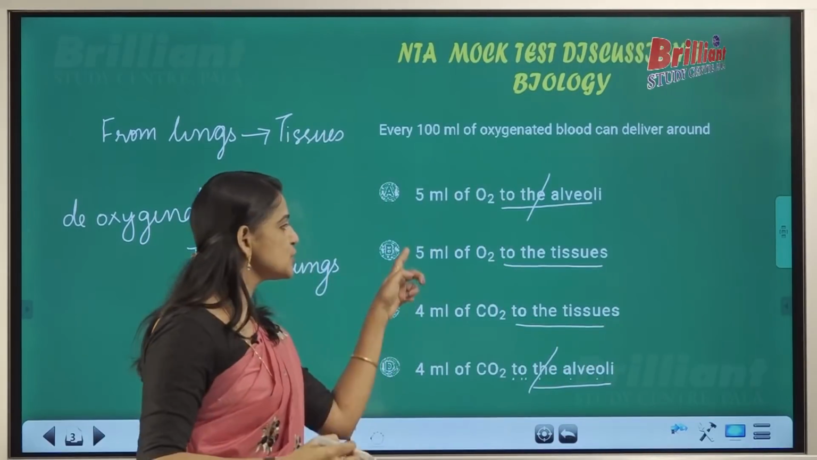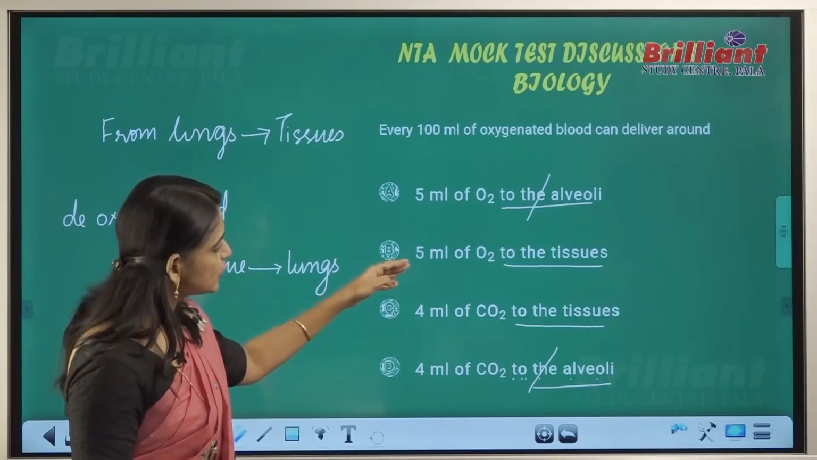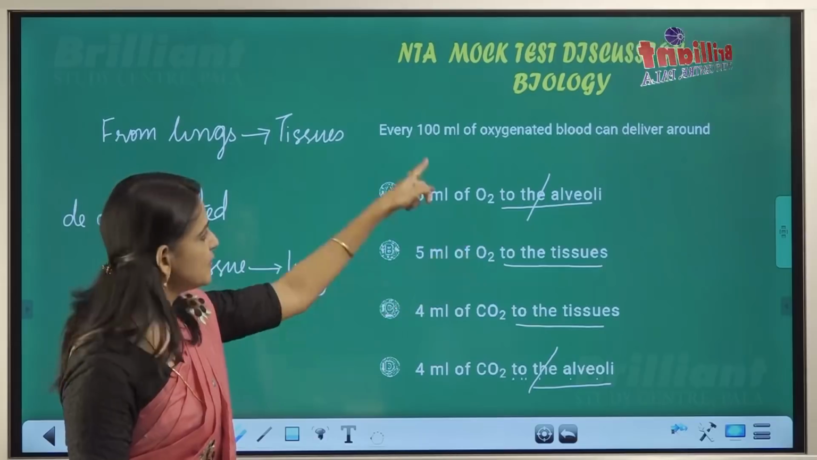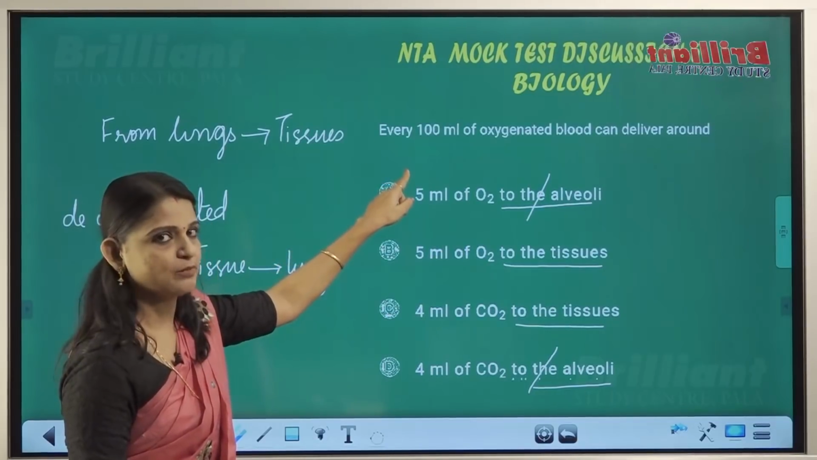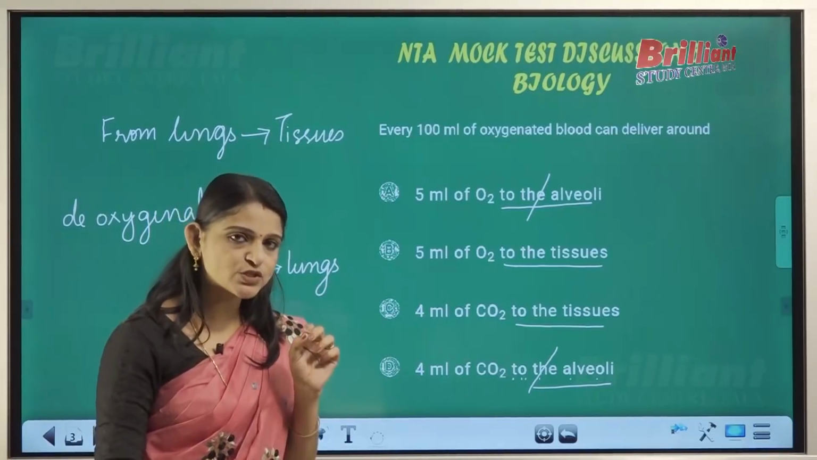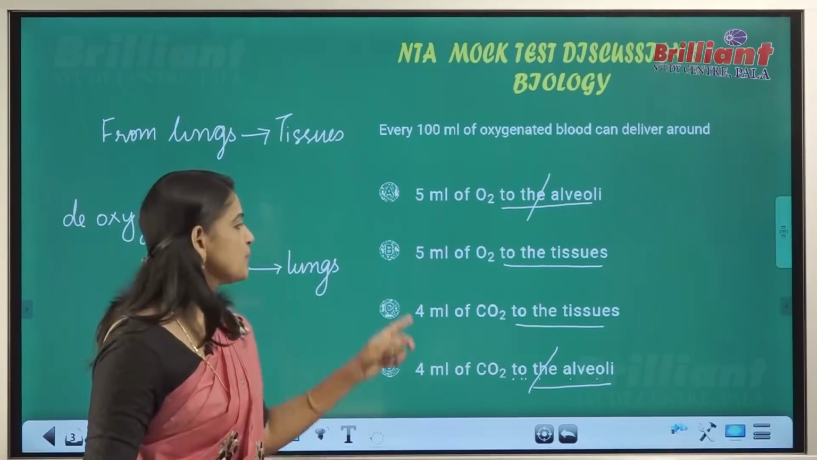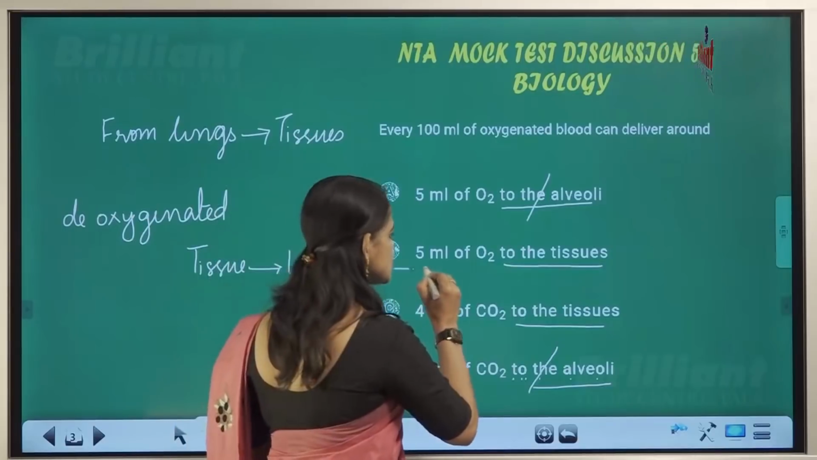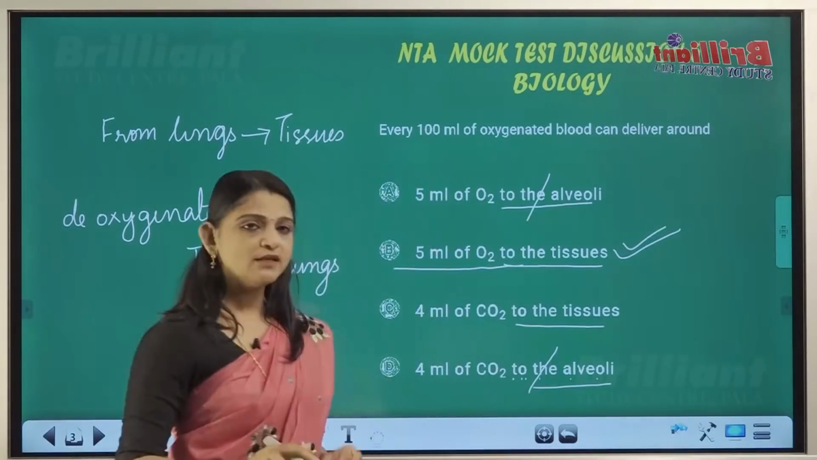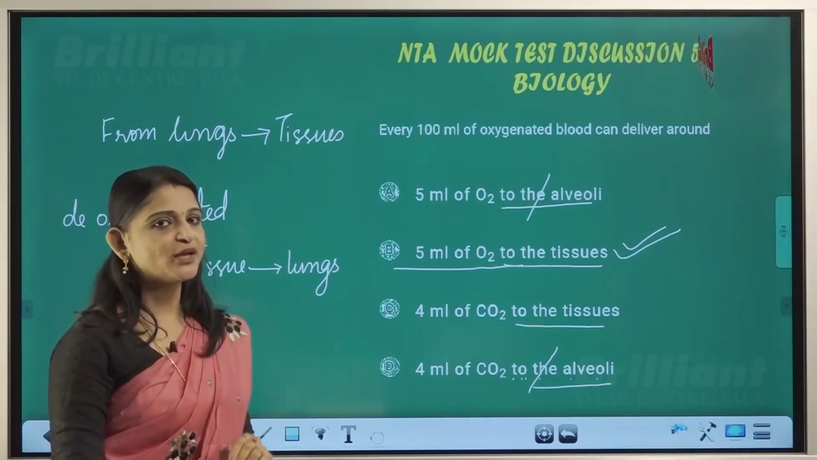Now we'll look into the concentration. In the first option, they are telling 5 ml of oxygen to the tissue. They are asking about 100 ml of oxygenated blood. So we can assume that that is the answer. Every 100 ml of oxygenated blood can deliver 5 ml of oxygen to the tissue. So this is the answer. These are the tips you can use when you are doing a question.